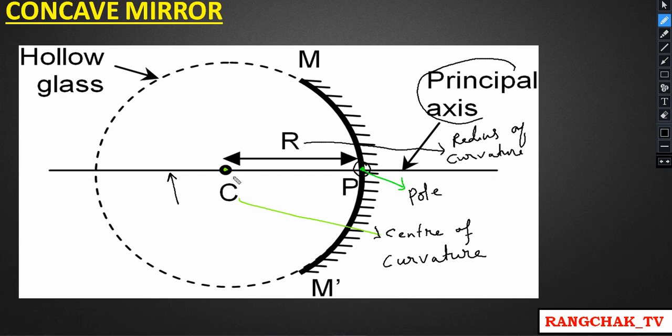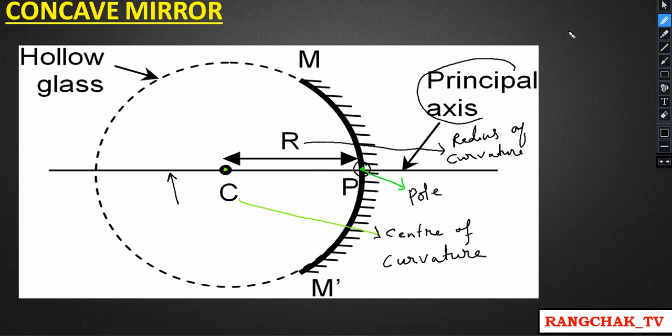So this is the radius of curvature, and this is the center of curvature. The line along the principal axis across the circle is actually the diameter, and the radius is half of it.